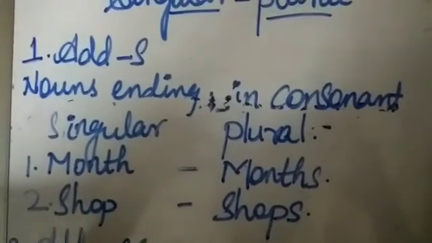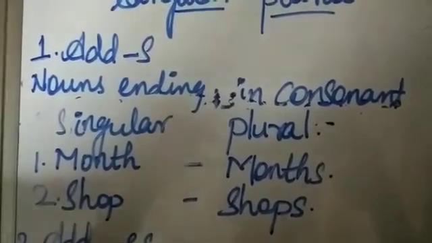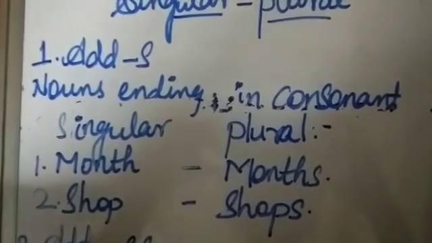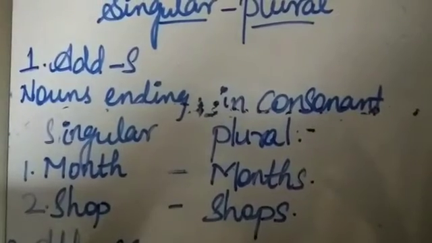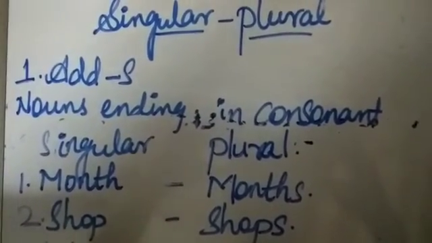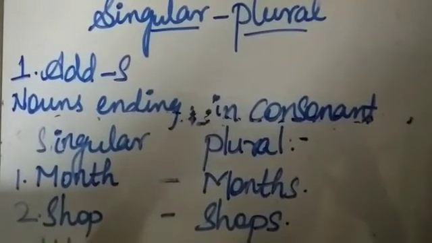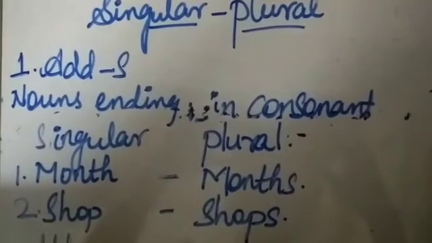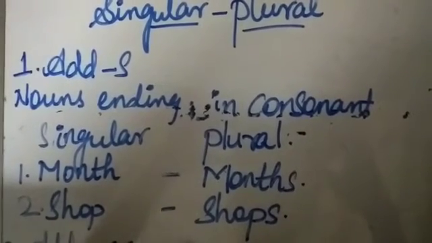So here, the first topic. Here are the subtopics where to add S, ES, IES and VES to make the words in plural form. Okay. First one, that is the first condition. Where to add S. We need to add S to the nouns ending in consonant.